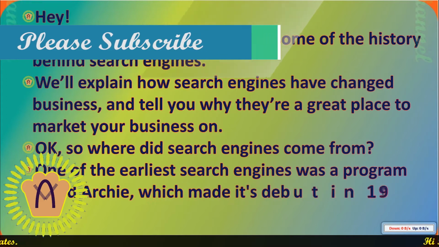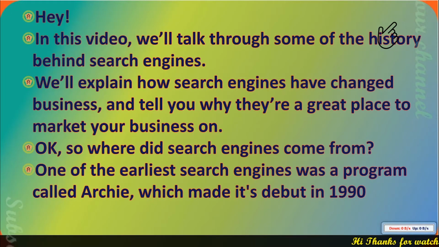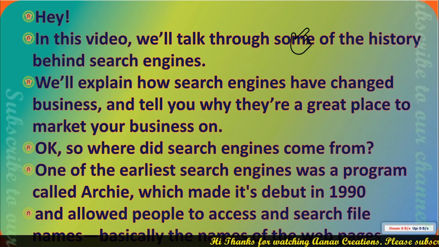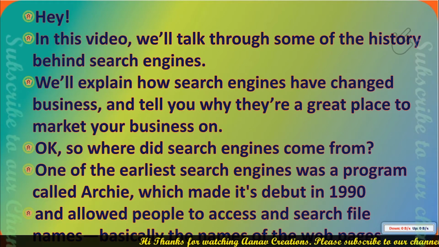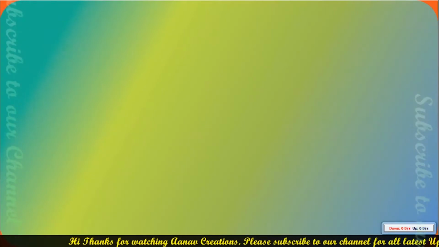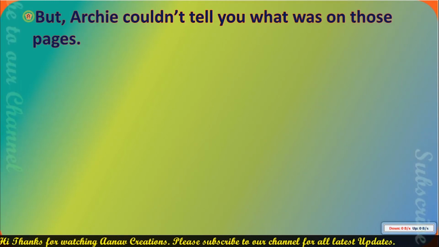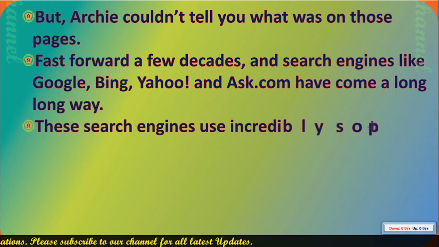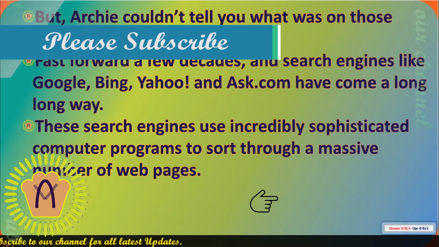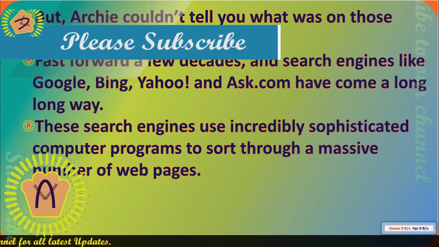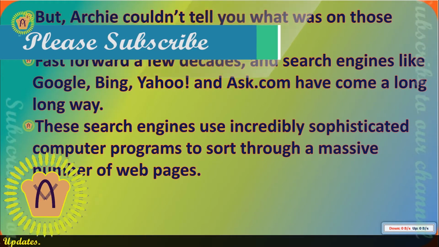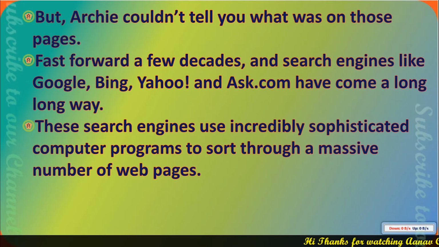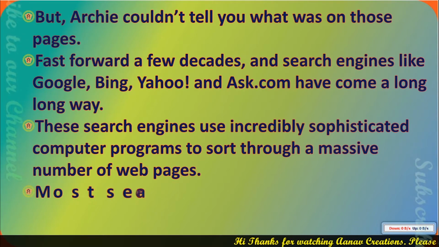One of the earliest search engines was a program called Archie, which made its debut in 1990 and allowed people to search file names, basically the names of the web pages specifically. But Archie could not tell you what was on those pages. Fast forward a few decades and search engines like Google, Bing, Yahoo and Ask.com have come a long way. These search engines use incredibly sophisticated computer programs to sort through a massive number of web pages.